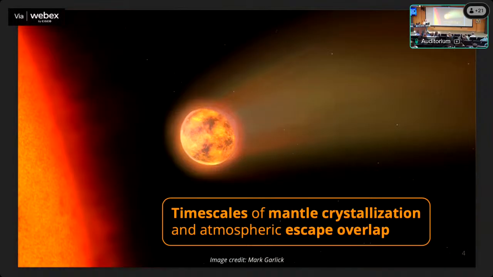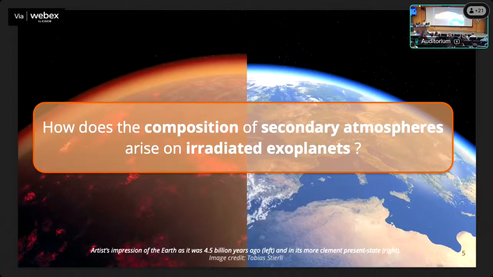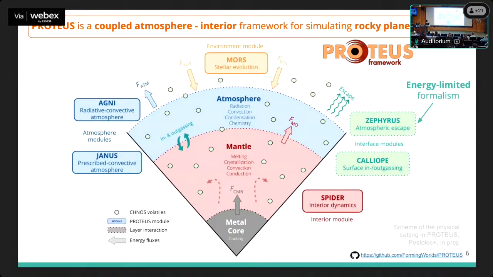And with all of that in mind, I was trying to understand how the composition of the secondary atmosphere arises on those very irradiated exoplanets. For this, I'm using the Proteus code that we use in my group. Proteus is a coupled atmosphere-interior framework that we use to simulate the evolution of rocky planets. And here you have a scheme of how this works.